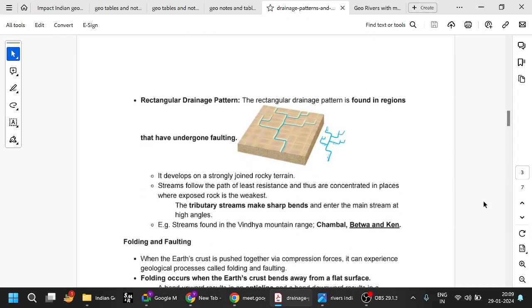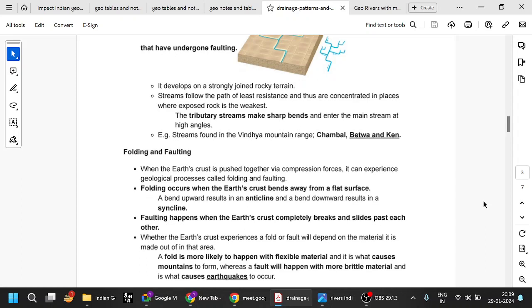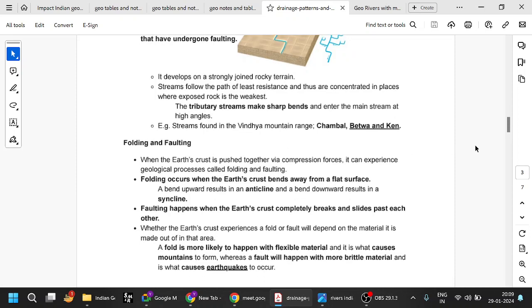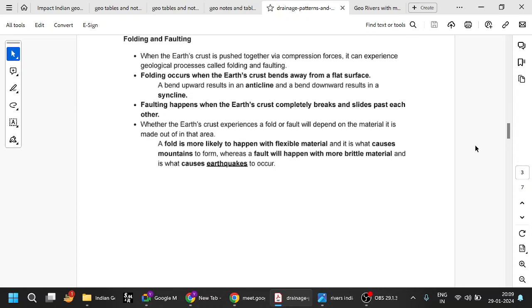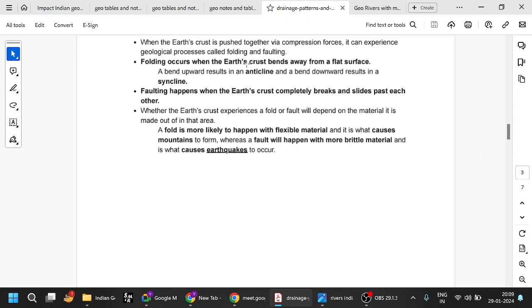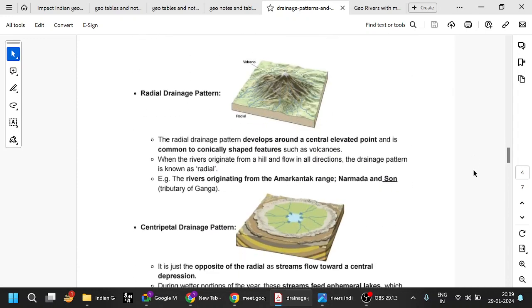And rectangular drainage pattern, as you can see in the picture, is found in the Chambal, Betwa, Ken, etc. in the Vindhyan mountain range. We'll look at everything in depth in the map, don't worry. So folding and faulting: folding occurs when earth's crust bends away. Faulting happens when earth's crust completely breaks away and slides past each other. Okay, fine.